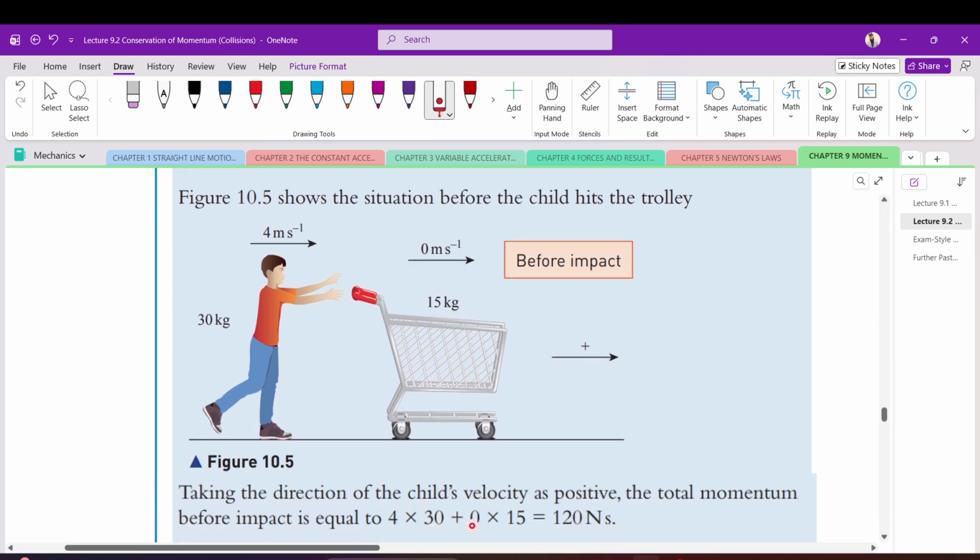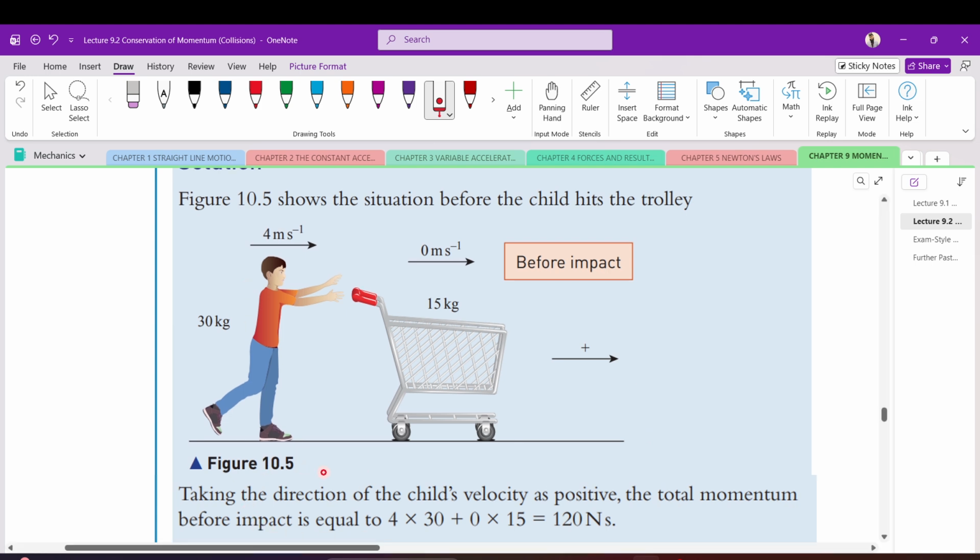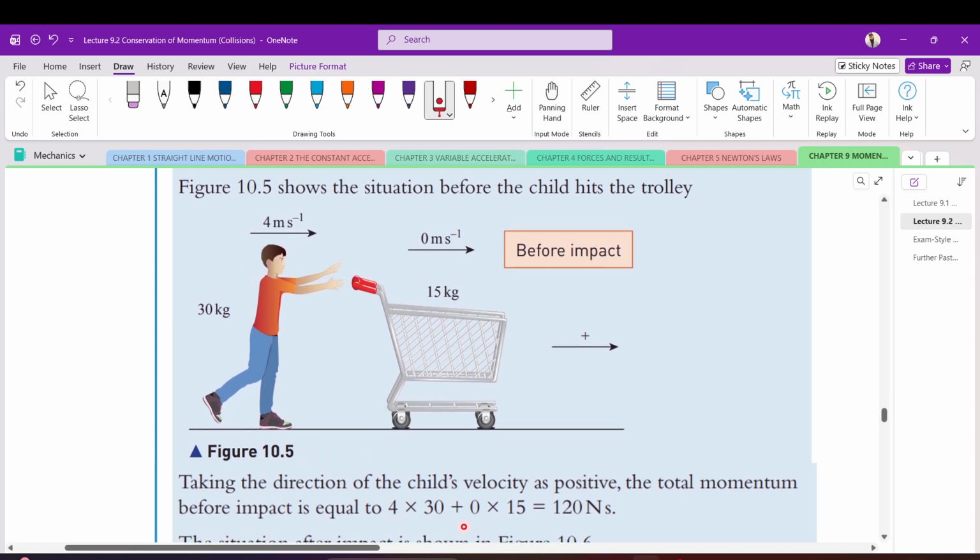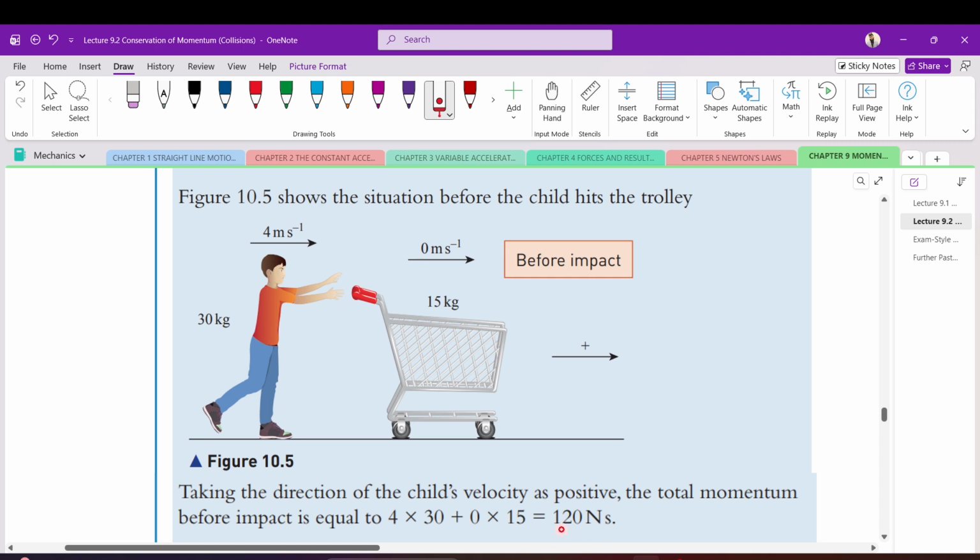Taking the direction of the child's velocity as positive, so we are taking the right-hand side to be positive, the total momentum before impact is equal to this much. In this example they have calculated the initial momentum, the momentum before impact, separately. That will be 30 times 4 plus 15 times 0, so 30 times 4, that will be 120 Newton seconds.